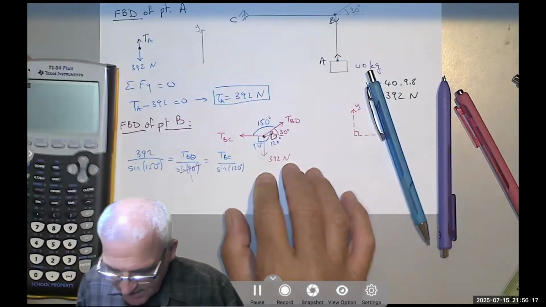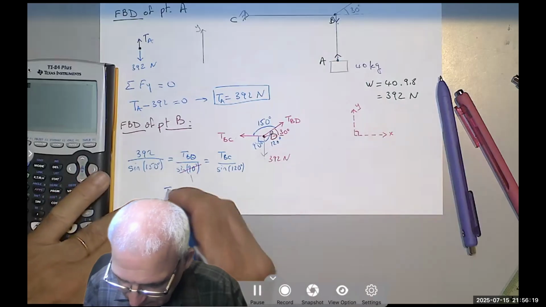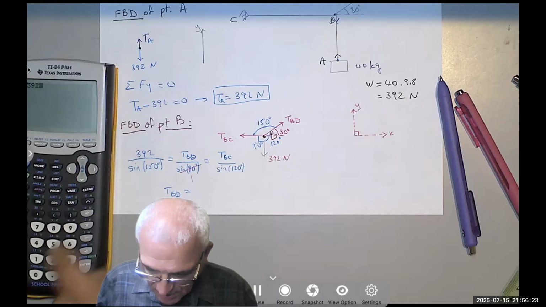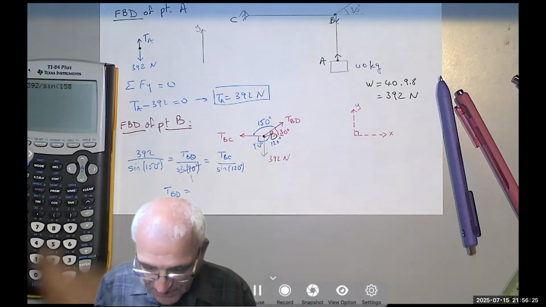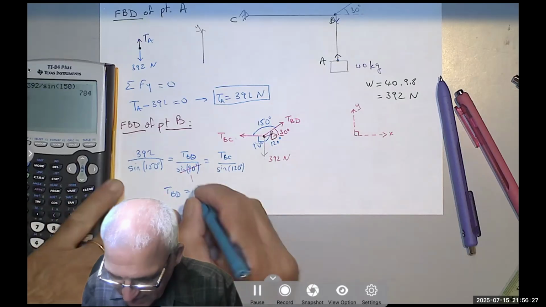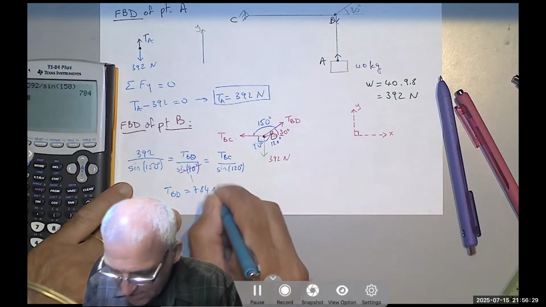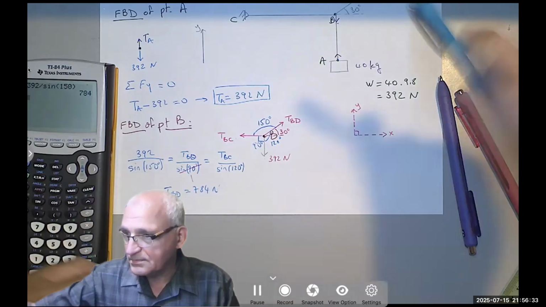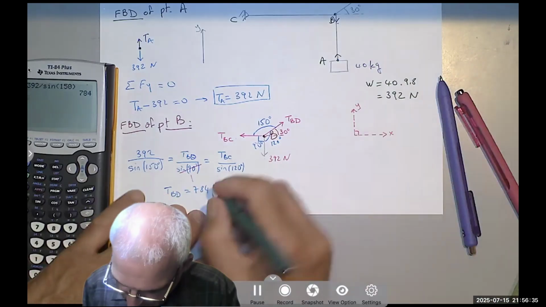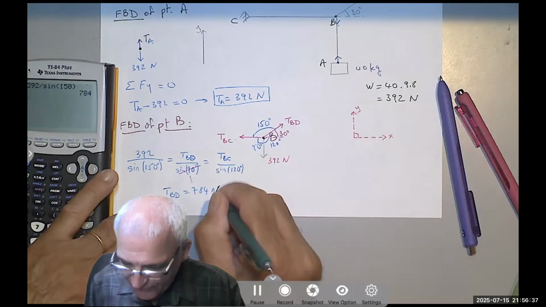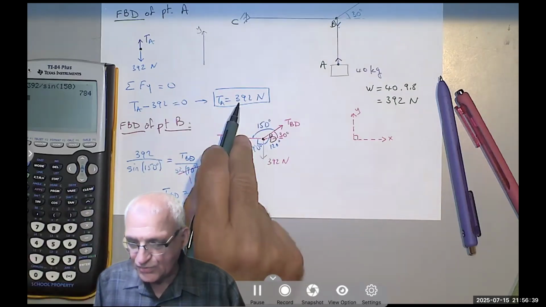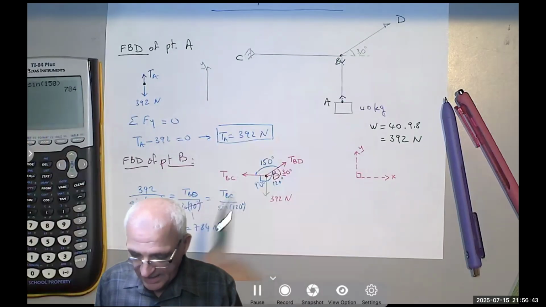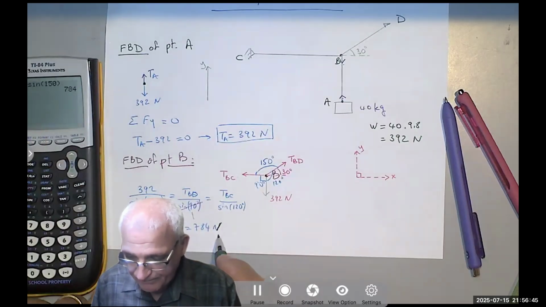and say TBD equals 392 divided by sine 150. And you got 784 Newton, as I said, because it's like you multiply by 2. So that's the first force. So the first force was the tension in A. We found it from the first particle. And now we found TBD.